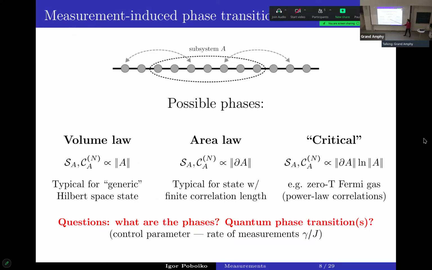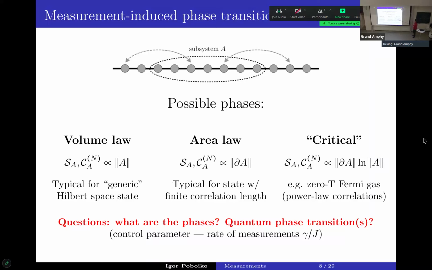On the opposite corner of my phase diagram, let's say, is the area law, where you have a state which is like a product state or almost a product state, or a state with a finite correlation length, where your correlations decay exponentially, which is the case for gapped ground states of some Hamiltonians. Then you would expect the area law because you have only local entanglement between pairs of sites near the boundary of my subsystem. And in principle, you can also have something in between, like critical behavior.